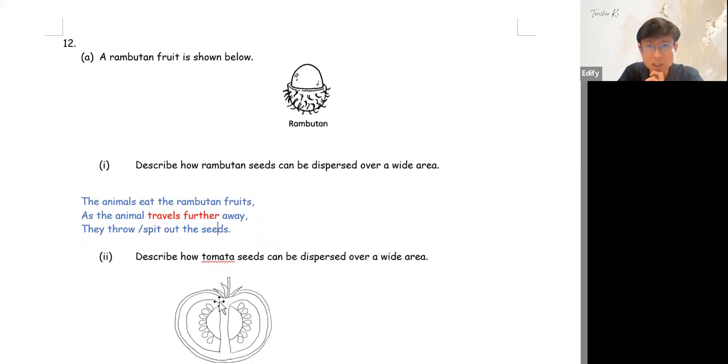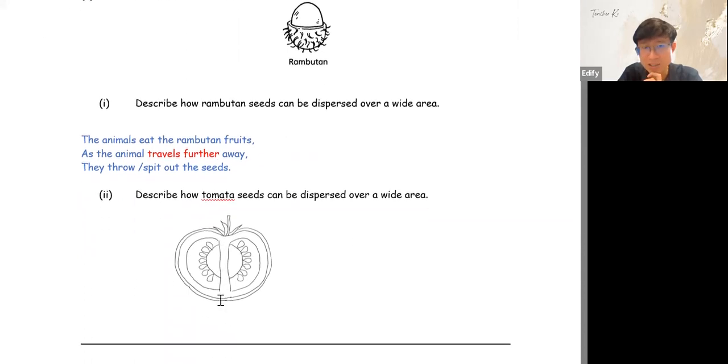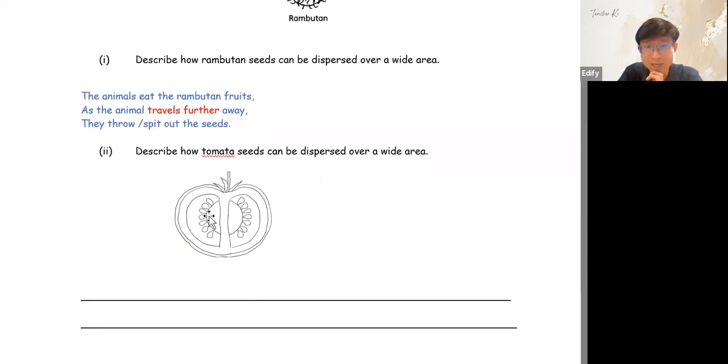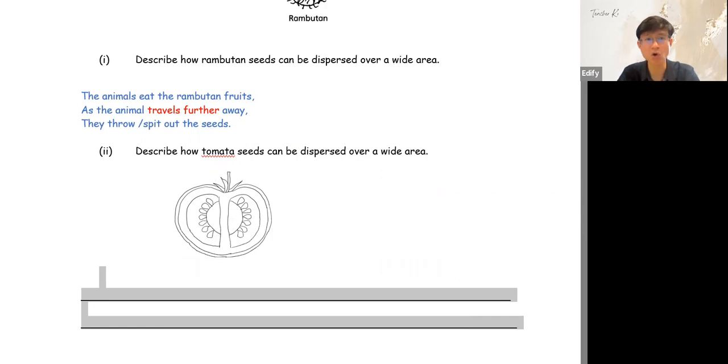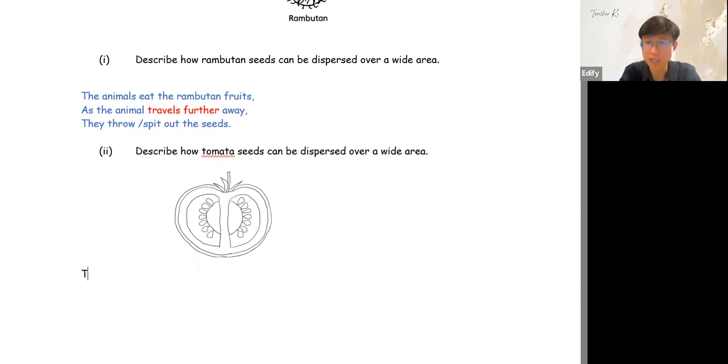If you want to talk about dispersal through the droppings, now this is the one, right? Tomatoes. Tomato seeds can be dispersed through the droppings. It's the same kind of answer, but instead of dispersal by throwing or spitting out, you'll be dispersing through the droppings. So the same thing, how can you disperse? There are 3 steps, right? The first step is to take the fruit. So the animals eat the tomato fruits.